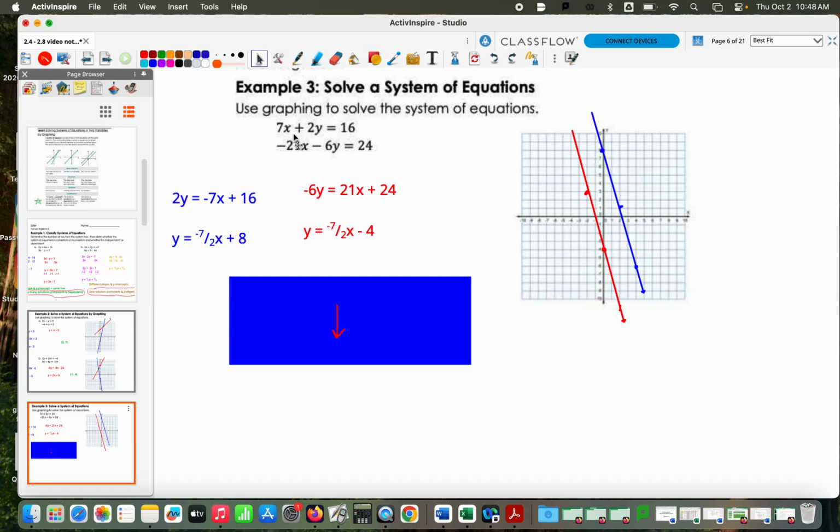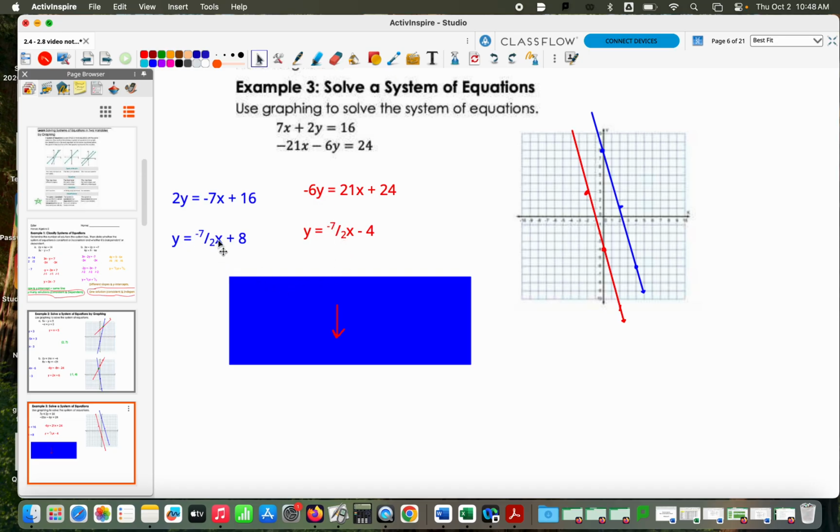All right, for our last example here of graphing lines before we get into a word problem, again, I'm just rearranging both of these. So I rearranged the first equation, rearranged the second equation. I just reduced the fraction 21 over -6, reduced it to -7 halves. And let's see what we got here.